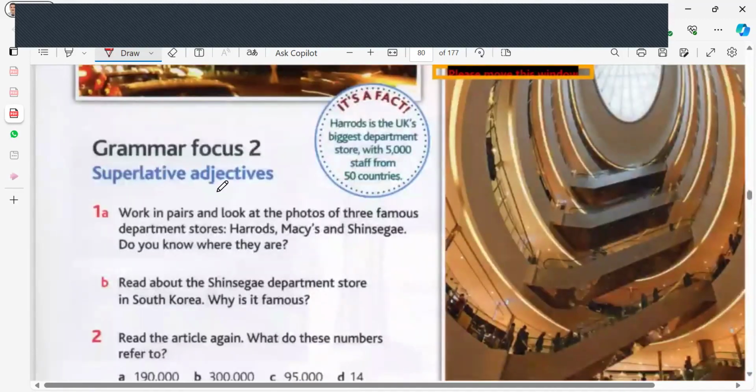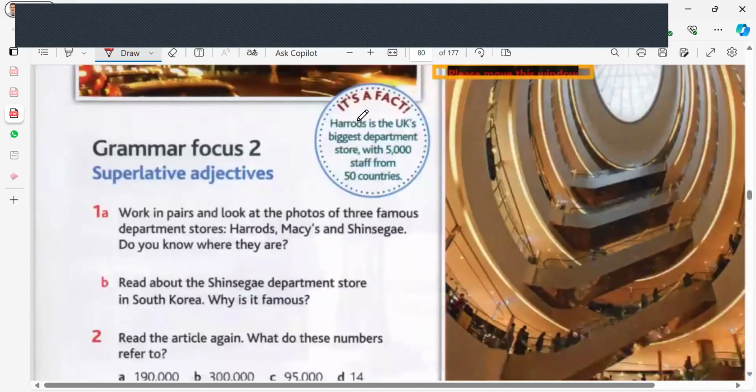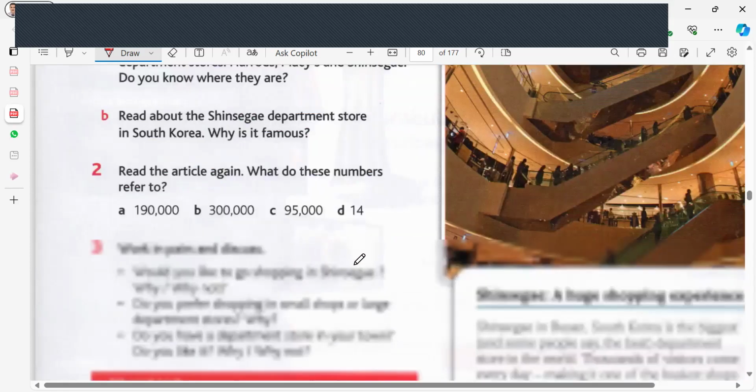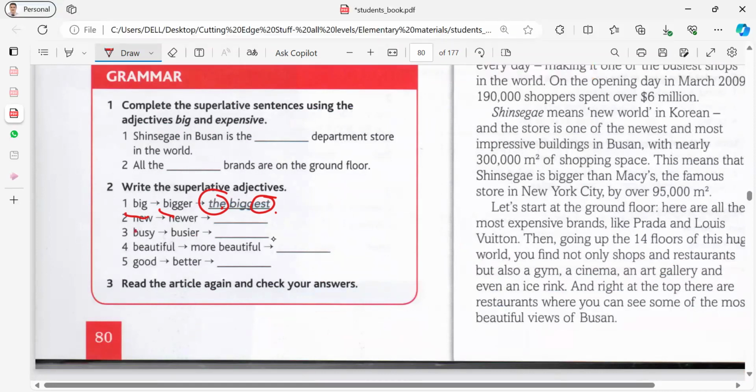Okay, superlative. We finished the comparative. To compare, as I told you, compare only two objects, two things. If you have more than two objects, two things, we use superlative. Superlative like what? Here, like this: big, bigger, the biggest. So write "the" and write "est". Best, newest, worst.